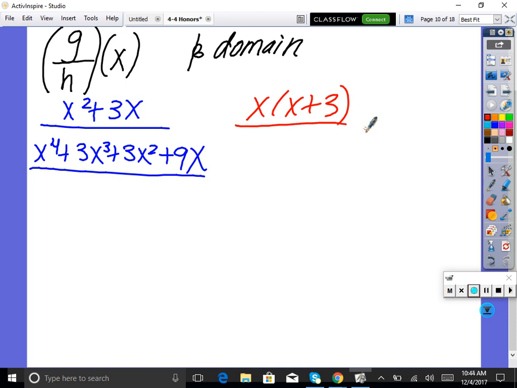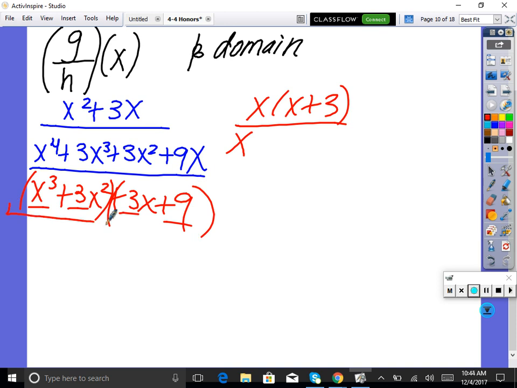Pull out an x first. I like that you're pulling out what's in common first. So then left is x cubed plus 3x squared plus 3x plus 9. Now how do I continue factoring? Factor by grouping. 1, 2, 3, 4 terms means I need to factor by grouping.